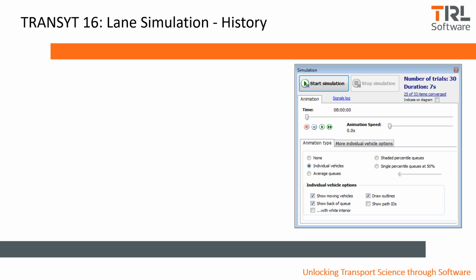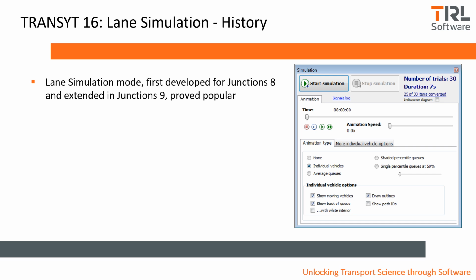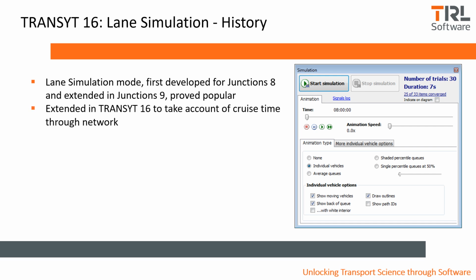Moving on, we'll move on now to the lane simulation. A very brief history of that for you. The lane simulation mode was first developed for Junctions 8 and it was extended in Junctions 9 and proved very popular. So we extended it in Transit 16 to take account of cruise time through the network, because Transit obviously is modelling more than one junction normally, and in Junctions normally one or very closely spaced junctions within a small network.